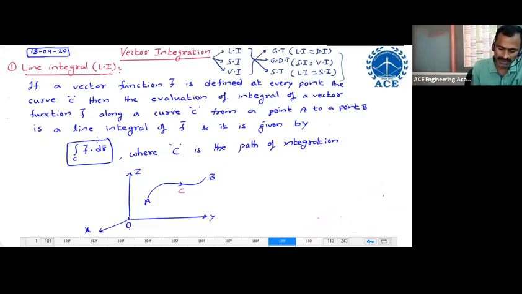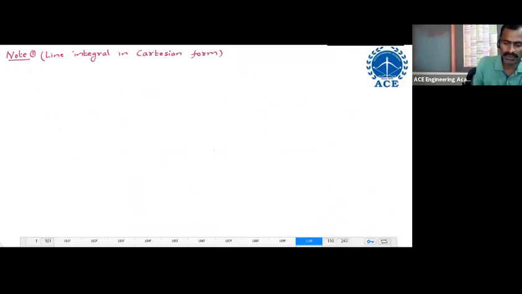Here we read this as integral over C f bar dot dr bar. Now to evaluate this integral using the single integral, we try to express this integral in Cartesian form when the function is given in terms of Cartesian form. That is note point number 1. Line integral in Cartesian form.